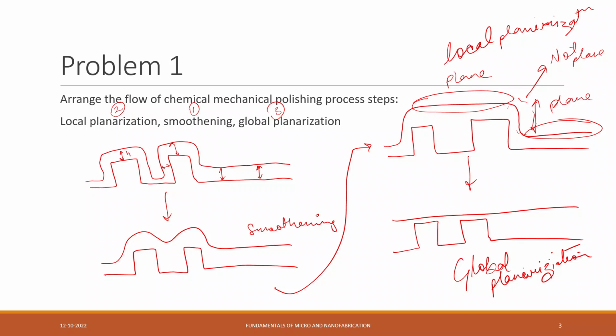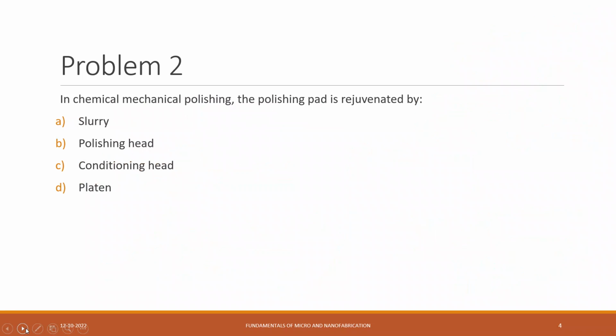Okay, let's go to the next one then. Any doubts you can ask. So in chemical mechanical polishing, we have to tell how the polishing pad is rejuvenated. There are 4 options, so you have to tell which one of them is correct.